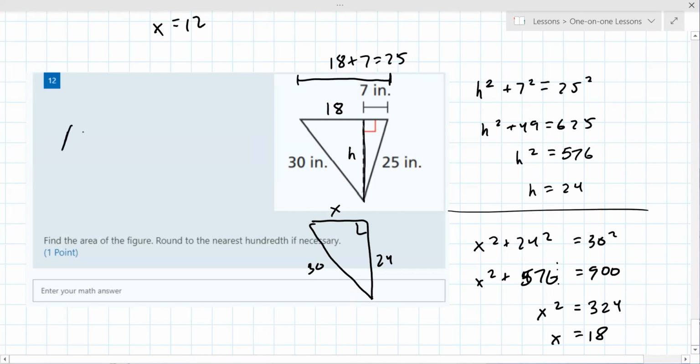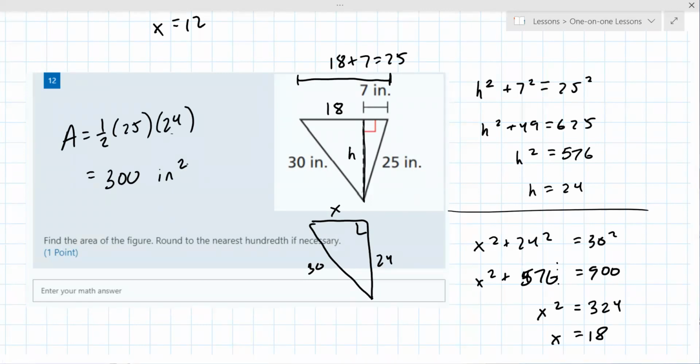Your area is 1/2 your base, which is 25, times your height, which we just found is 24. So just like an earlier problem, you can do half of 24 first. That's 12. 12 times 25 is 300 inches squared. It's just a repeat of all the things we've done previously: Pythagorean theorem, multiplying base times height, and so on.